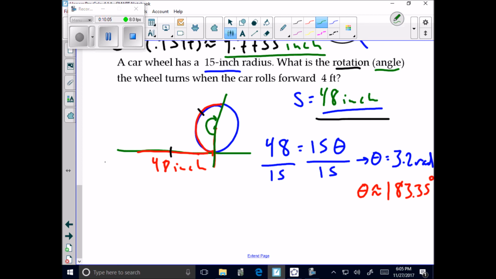We know that our radius, R, is 15 inches. And so right here, we plug all this into our arc length formula and solve for the rotation. So right here, dividing both sides by 15, we would say that the car tire has rolled 3.8 radians, which is approximately 183.35 degrees.